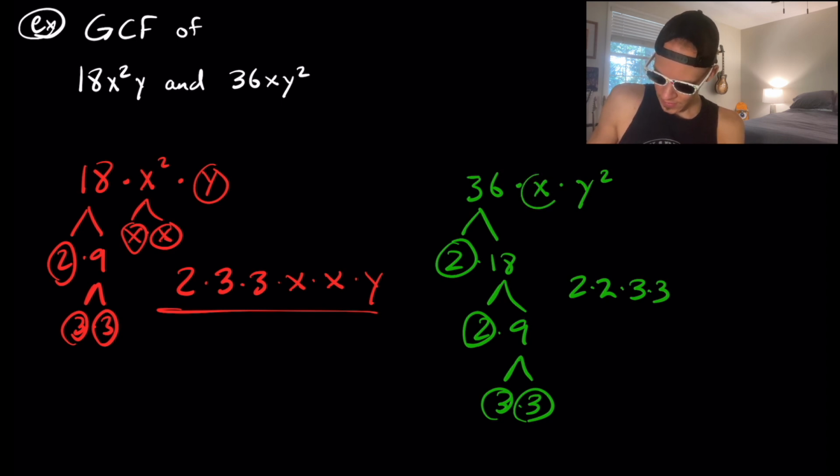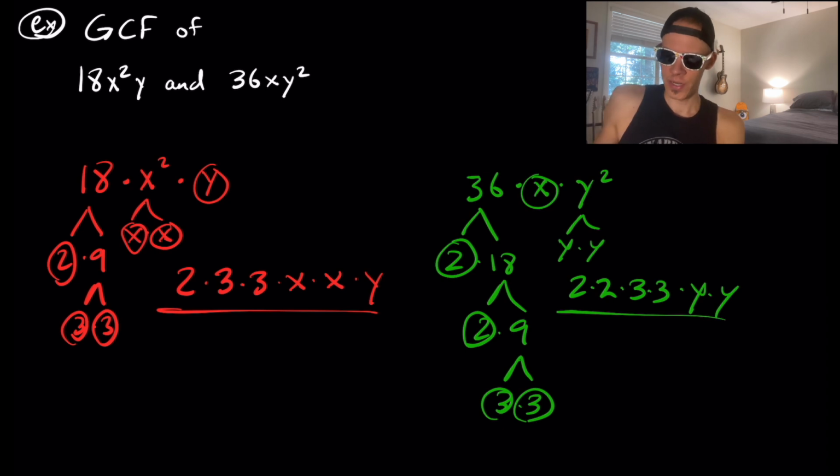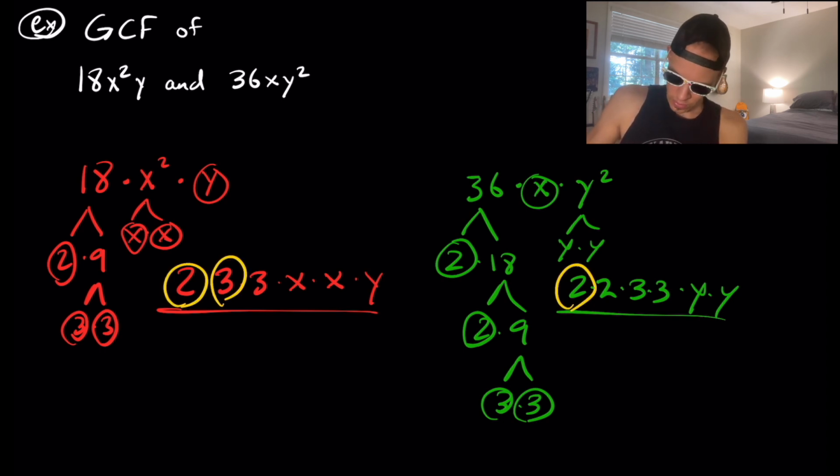The x stands by itself. It cannot be broken down any further. And then y squared, well, we know that's just another way of saying y times y. So we'll have times y times y. So there is our prime factorization of 36xy squared. So let's see what they have in common. I have a 2 in common. We got 3's in common.